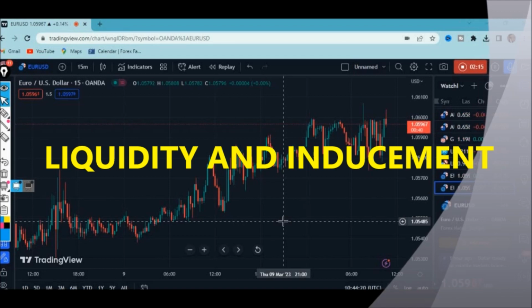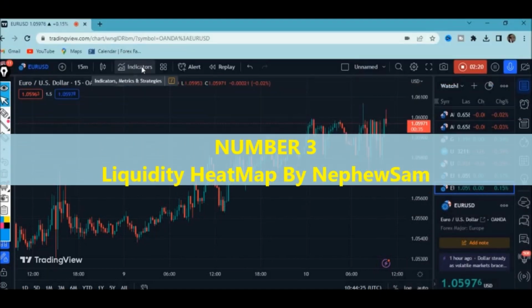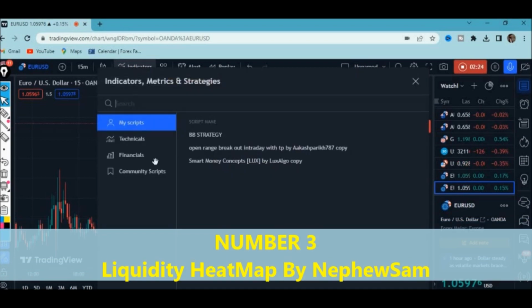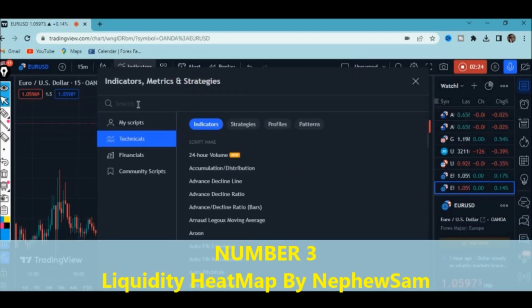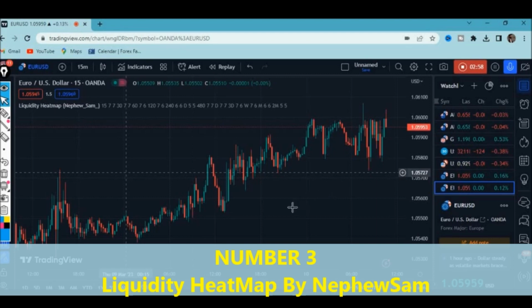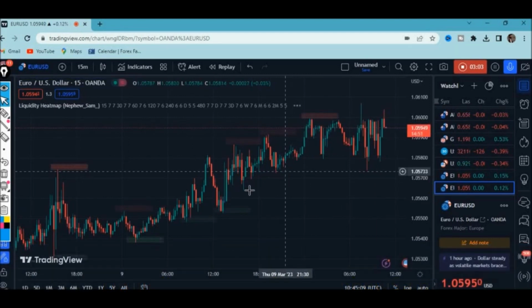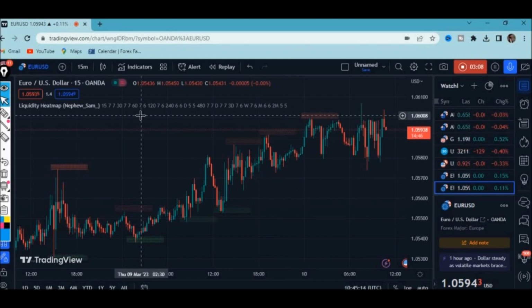So guys, right away, let me add the indicator on my chart. You're just going to click on the indicators tab. Once you click on the indicators tab, indicator number 3 is called the Liquidity Hit Map by Nephew Sam. You click on it. Once you click on it, this is how it's going to appear on your chart. Here it is. I've talked a lot about this indicator, and I remember I told you about its functions, and I told you it is repainting when it is plotting all this.